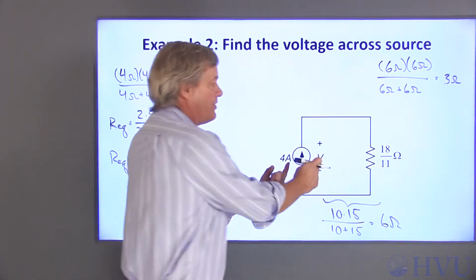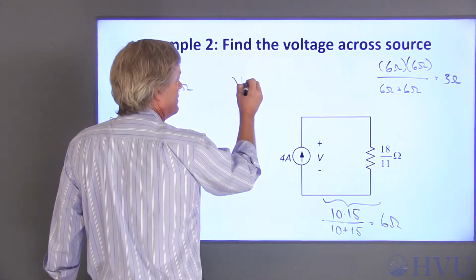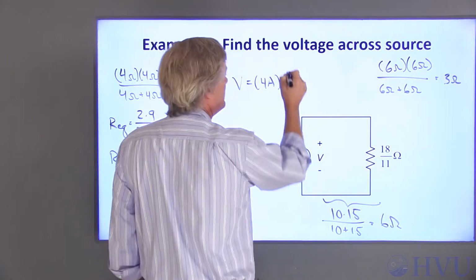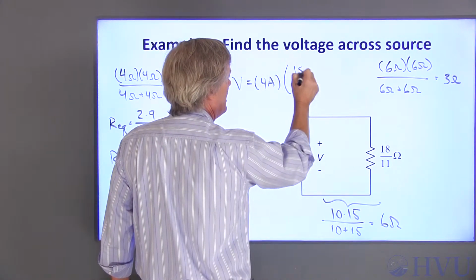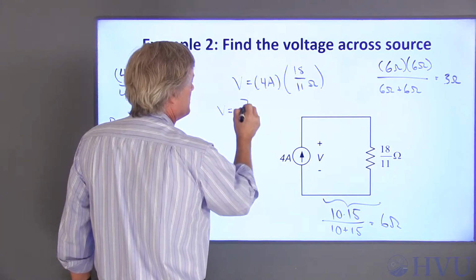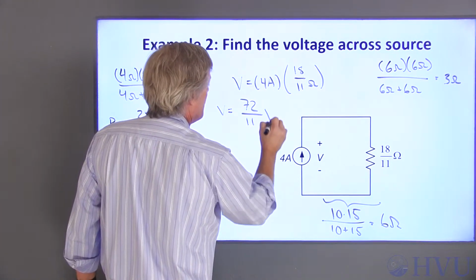Now I know that voltage V is equal to the current, 4 amps, times this equivalent resistance, 18 over 11 ohms. So V is equal to 72 over 11 volts.